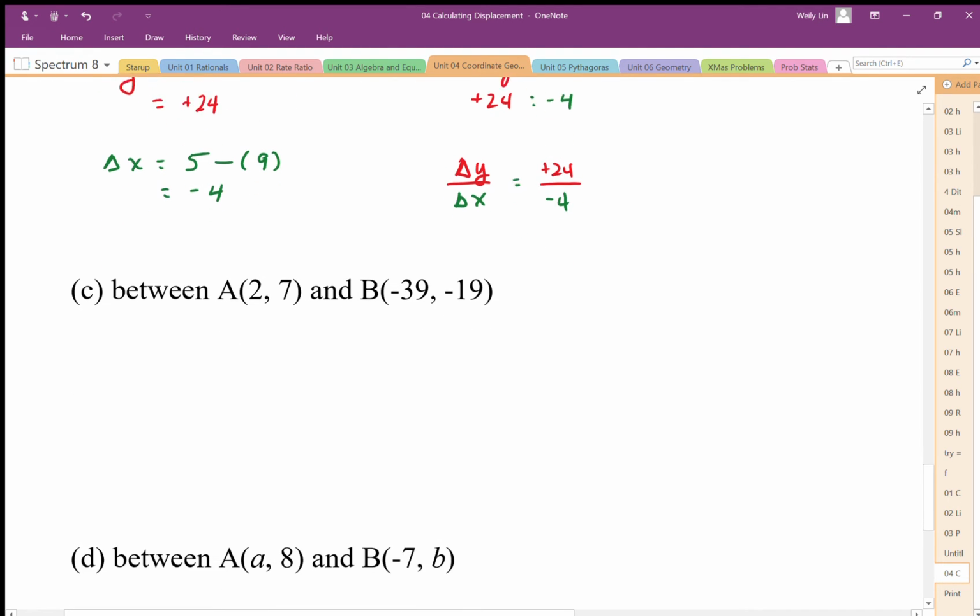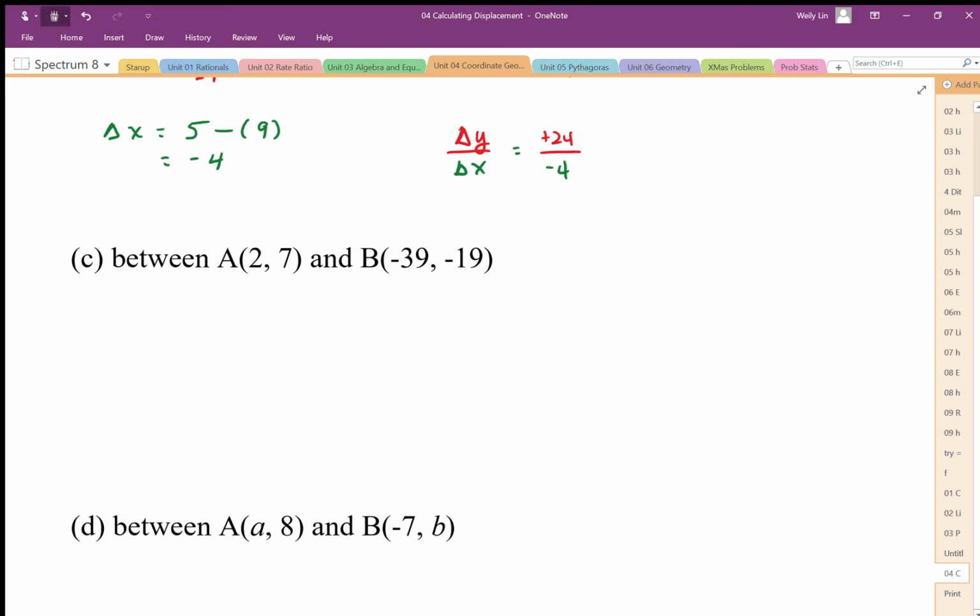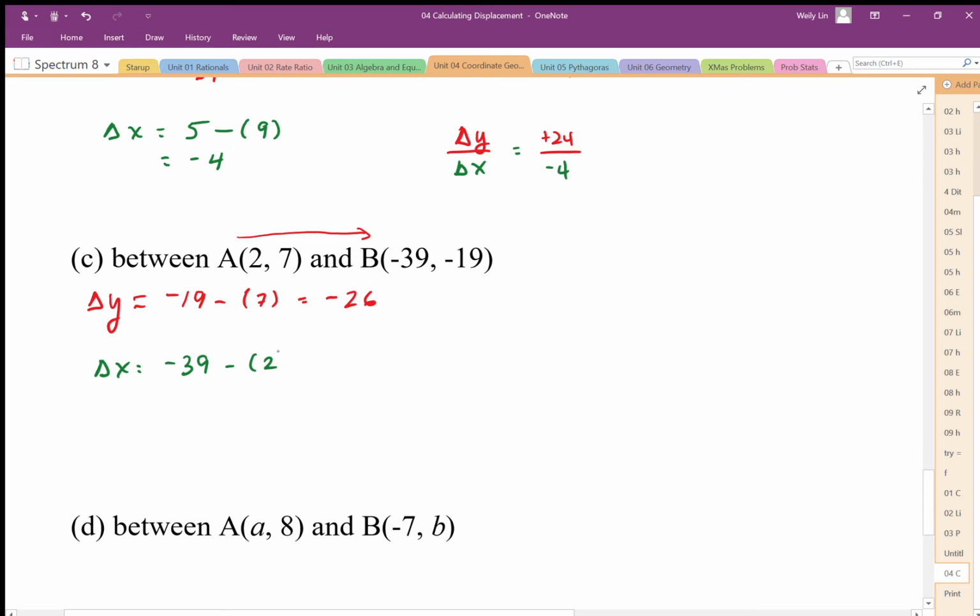Let's do the next one here. This one here, we end up at negative 19. Okay, so our change in y, we should be fairly specific. We're looking at the change in y, so that we're going to say we're going from A to B. Our change in y is going to be, we end at negative 19, we started at 7, so we went down 26. Our change in x, we ended up at negative 39, and we started at positive 2, so we went down 41.